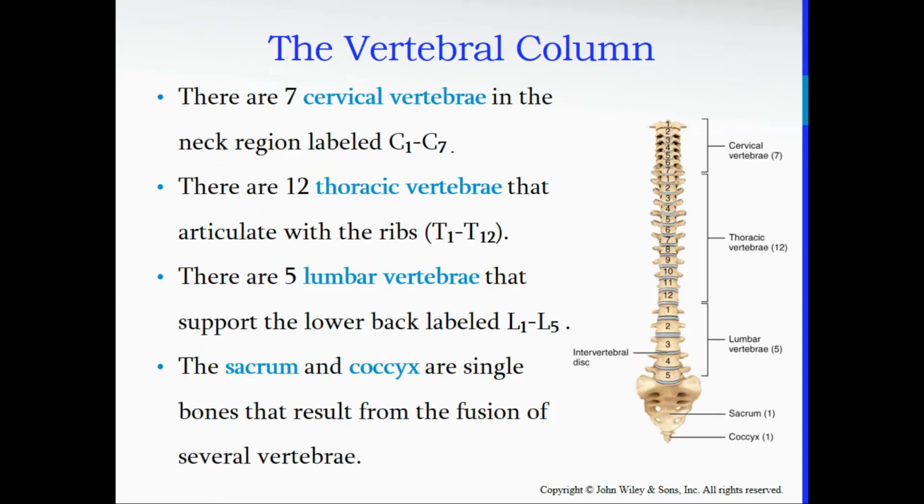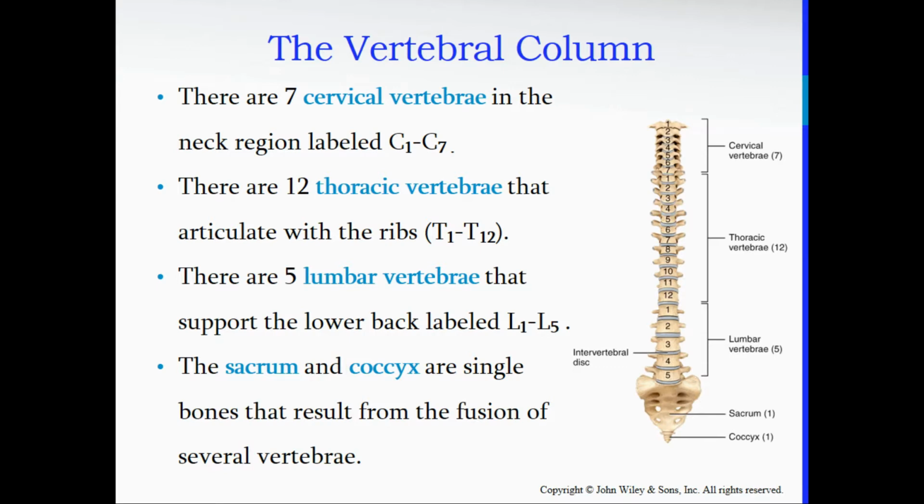The vertebral column, there are 7 cervical vertebrae. Cervical vertebrae are in your neck. There are 7 of them, and they are typically referred to, collectively, for quick reference, as C1 through C7. Clearly, C stands for cervical. 1 stands for the first one. That would be the most superior of all of them.